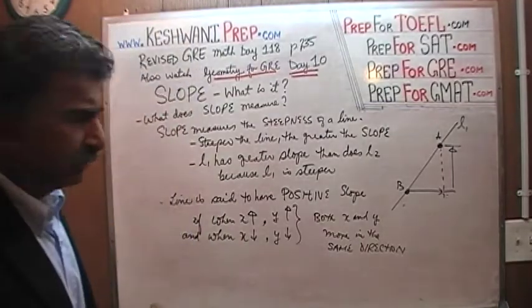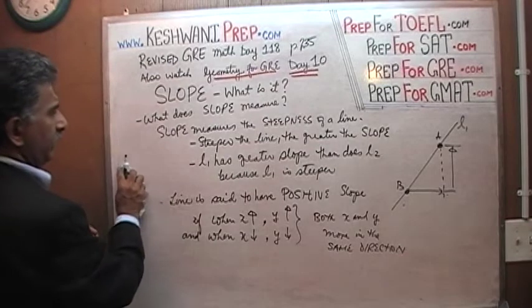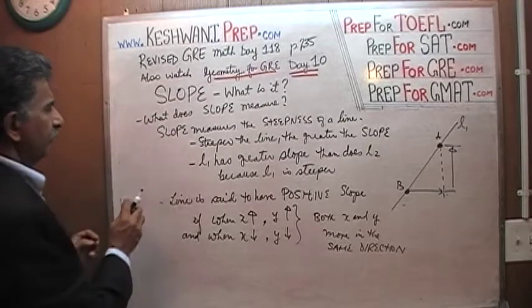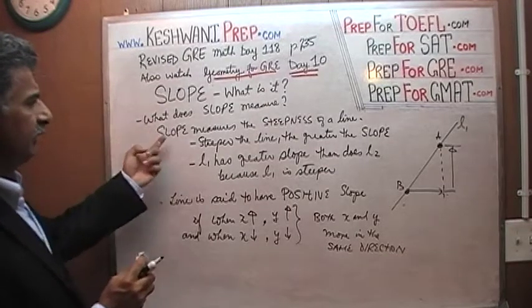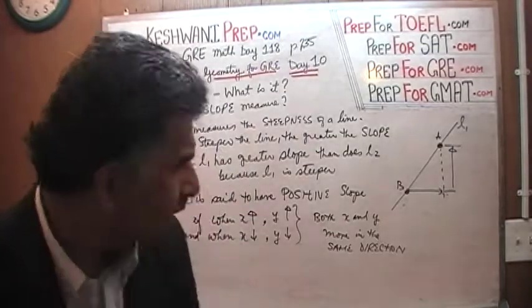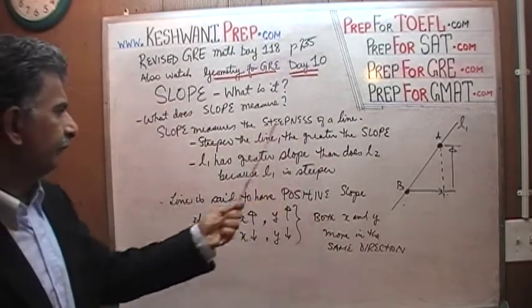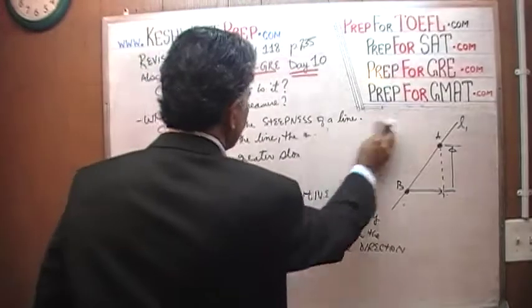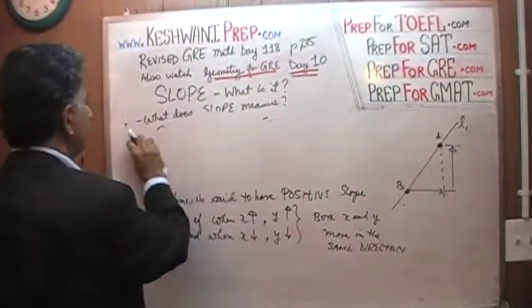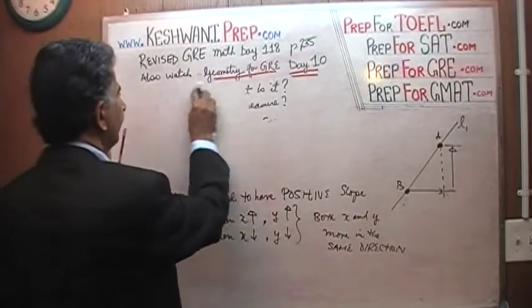Let's talk about a situation of a negative slope. We need a lot of room, so I'm going to erase most of this stuff here. So what does slope measure? It measures the steepness of a line. Slope tells you how steep a line is. Steeper the line, greater the slope.